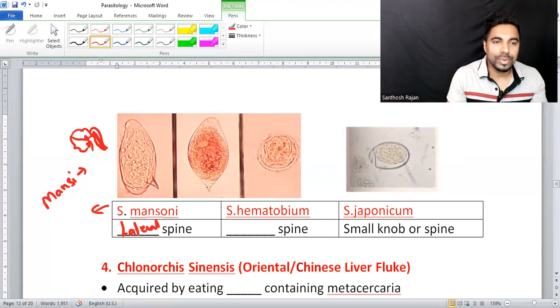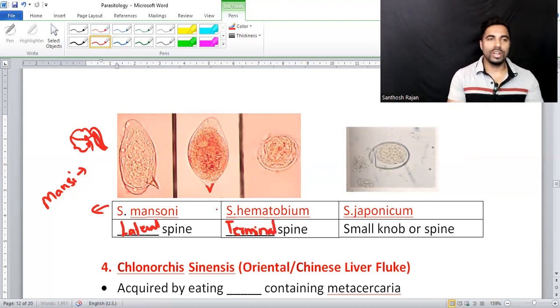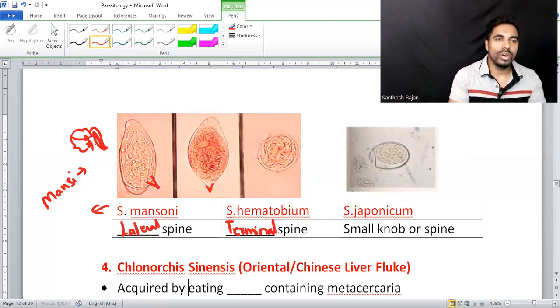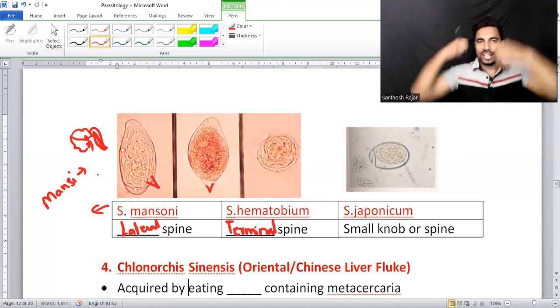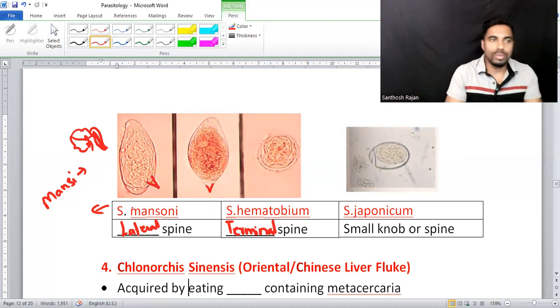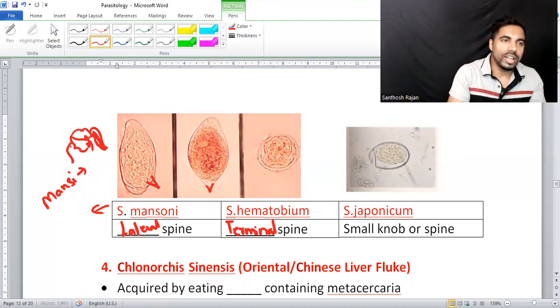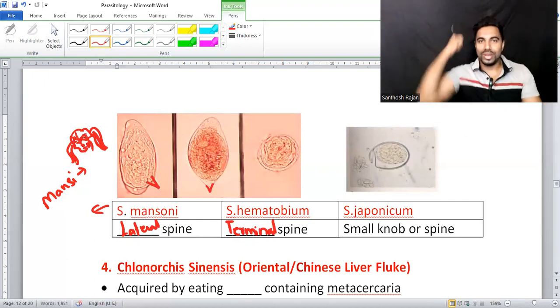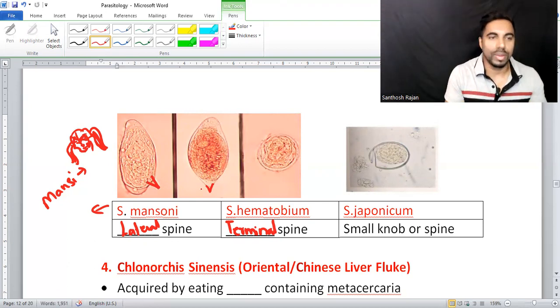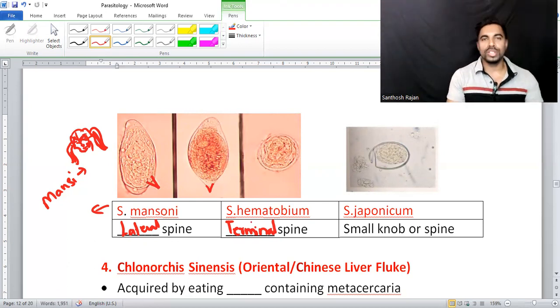And this is the tip, or you call it terminal. Terminal is for haematobium. Terminal spine of the haematobium. See, this lateral spine is for your mansoni. She has a lateral ponytail, however you remember it. This is a beautiful girl. Mansoni has one spine only. Lateral. She has a lateral spine. But for haematobium, there's a terminal spine.